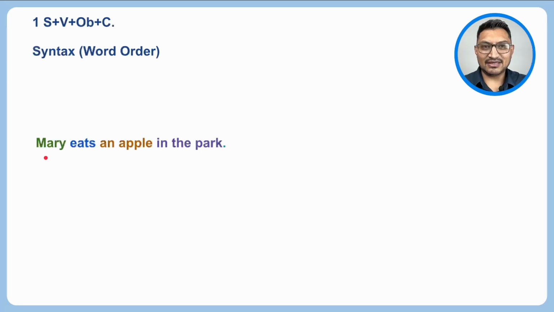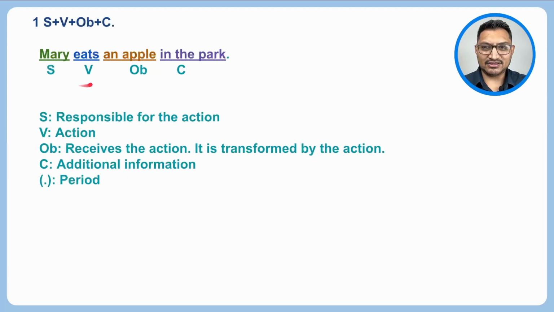So here we have the same elements in a sentence. Mary eats an apple in the park. Mary is the subject. Eats is the verb. An apple is going to be the object, and in the park is the complement. So the subject is responsible for the action. The verb is the action. The object receives the action, or it is transformed by the action, in this case the apple. Finally, the complement is additional information: where, when the action happened.